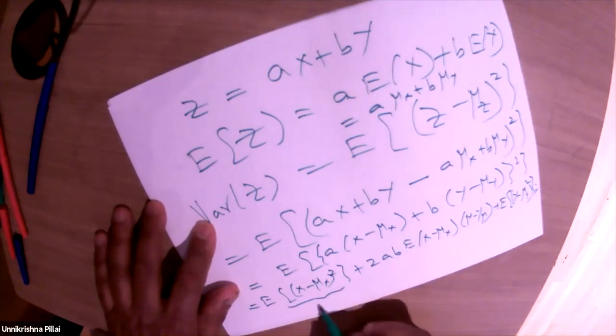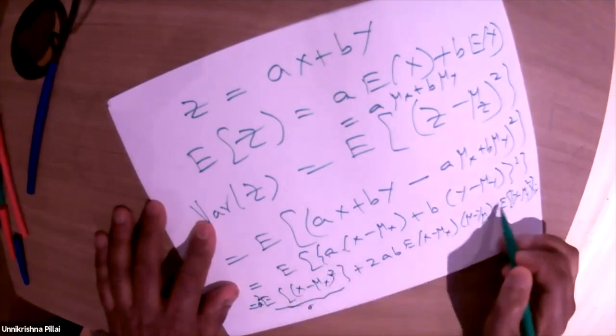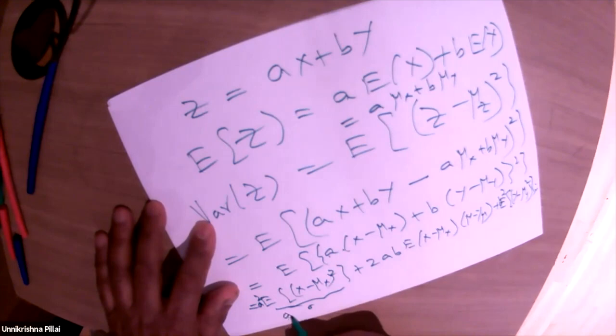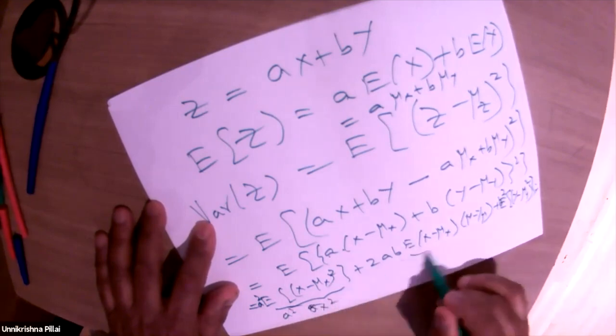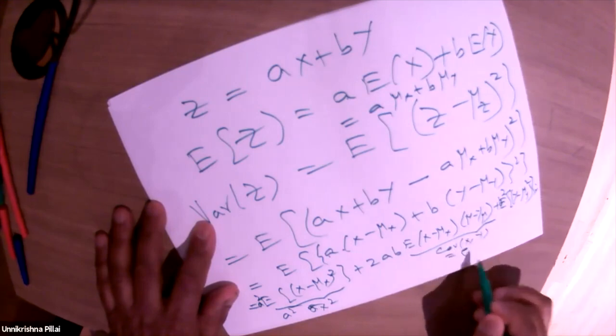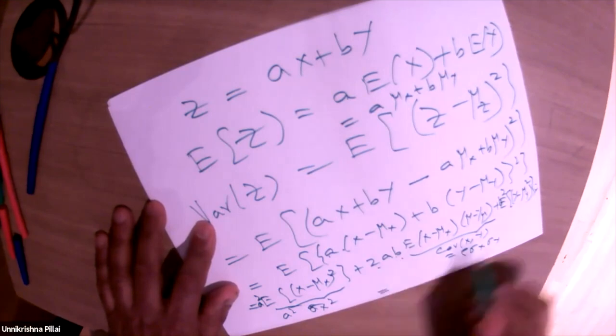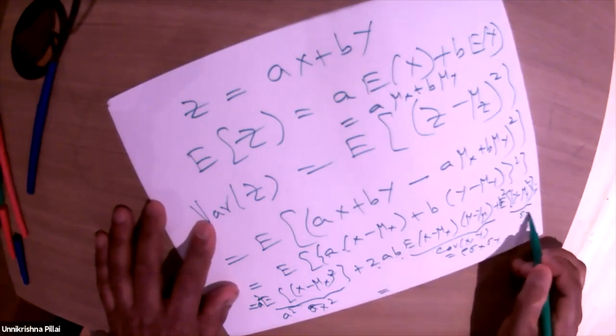But this is the variance of x. Oh, there's an a squared here, right? A squared goes outside. There's a b squared here. So this is a squared sigma x squared. This is the covariance of x comma y, which is rho sigma x sigma y, multiplied by 2ab. And this is sigma y squared.